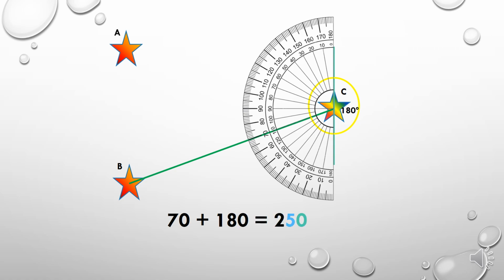of 250 degrees. Therefore, the bearing of point B from point C is 250 degrees.